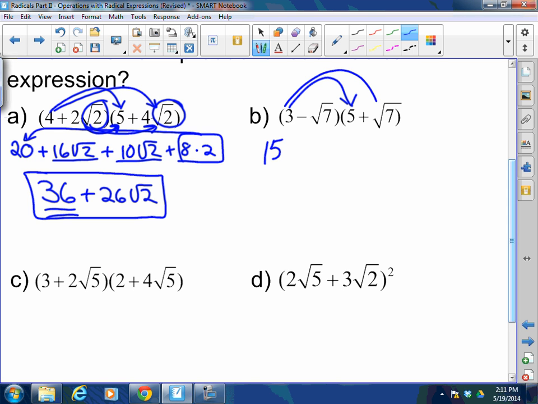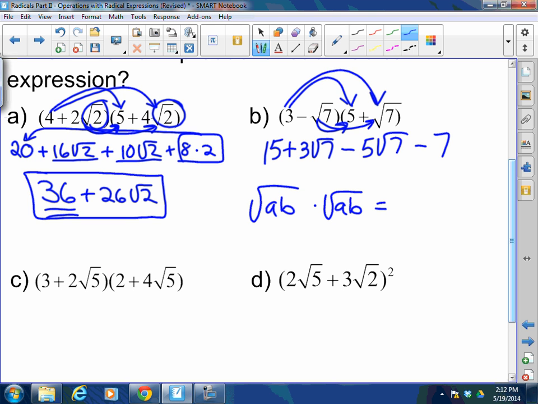3 times 5 is 15. 3 times square root of 7 is 3 square root of 7. Negative square root of 7 times 5 is negative 5 square root of 7. Beautiful. Negative square root of 7 times positive square root of 7 is? It is the negative square root of 49, but that's negative 7. Remember, when you multiply the same exact radicals, square root of AB times square root of AB equals AB. Okay?